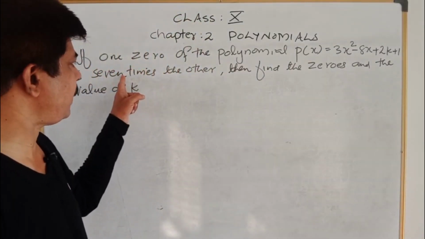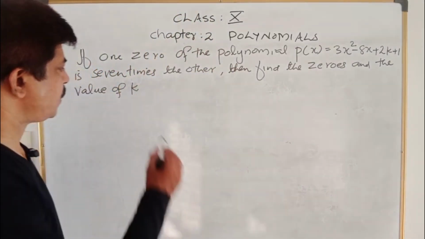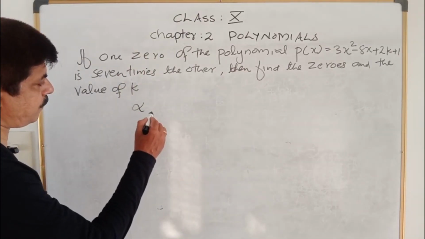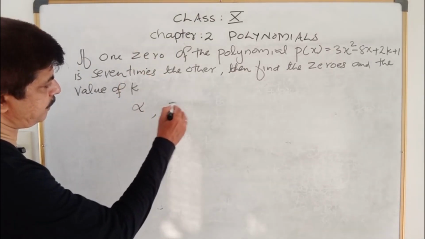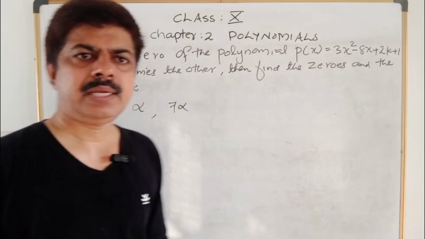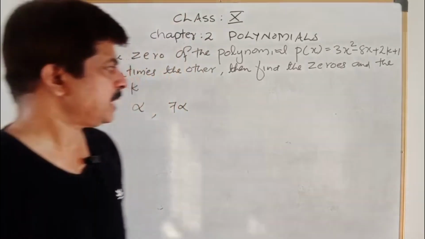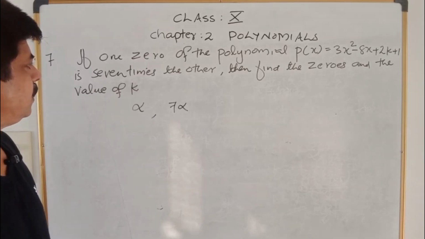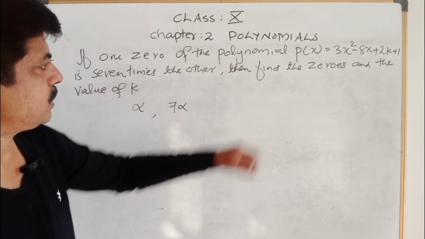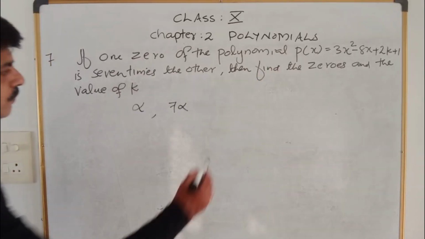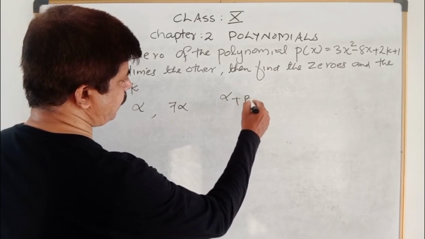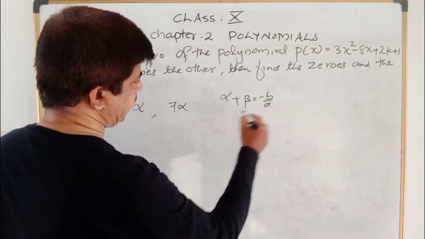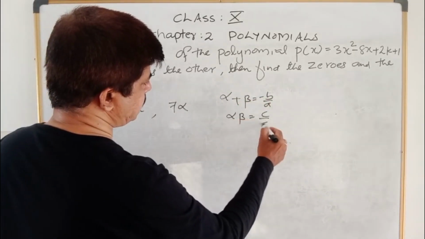See, here one zero is 7 times the other. So let us take one zero as alpha, and the other is 7 times, so instead of beta we will use 7 alpha. So we have to find these zeros and the value of k. We know two relations: alpha plus beta is negative b by a, and alpha beta is equal to c by a.